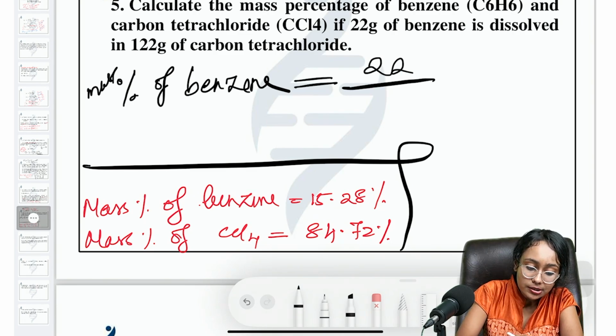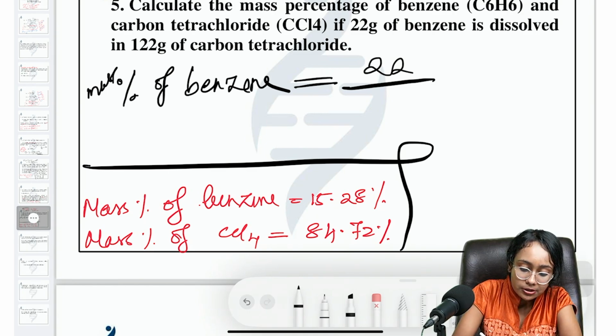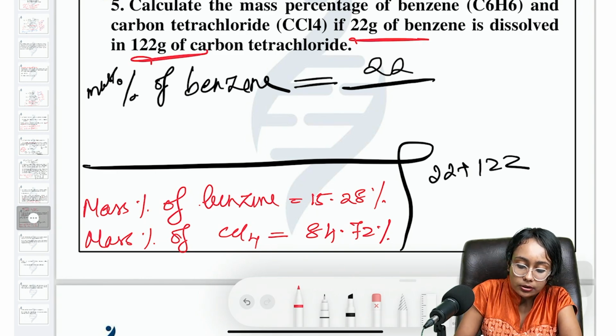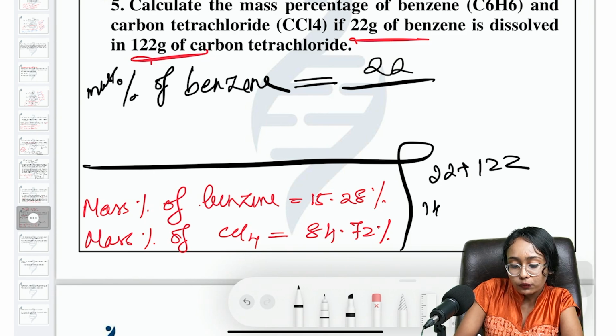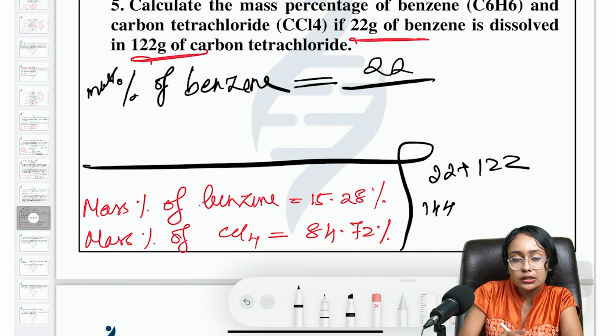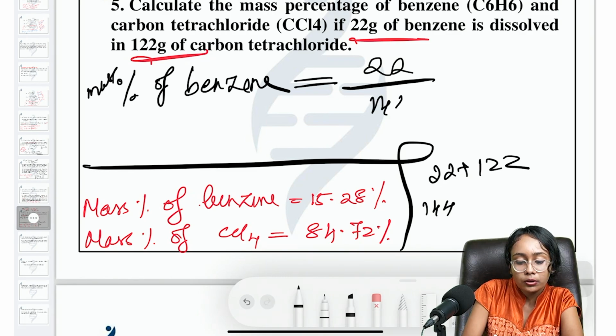We need to find total mass of the mixture. Total mass of the mixture means 22 plus 122. How do I get 22? 22 is given here, 122 is given here. That is the mass of benzene and carbon tetrachloride, sum it, and you will get 144. That is the total mass of the mixture. So to find mass percentage of a particular component, just divide the particular mass given in this question of that component by the total mass of the solution or the mixture, that is 144, and multiply it with 100%.